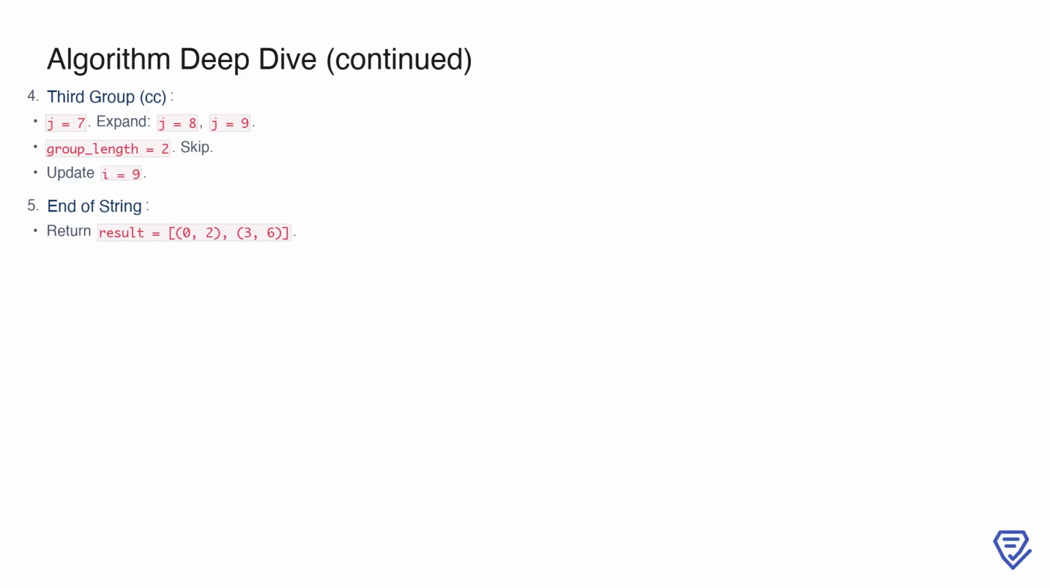With no more groups to process, we return the result list, which contains the indices of the large groups 0, 2, 3, 6. This concludes the walkthrough of the example, demonstrating how the algorithm efficiently identifies large groups while handling all edge cases and ensuring optimal performance.